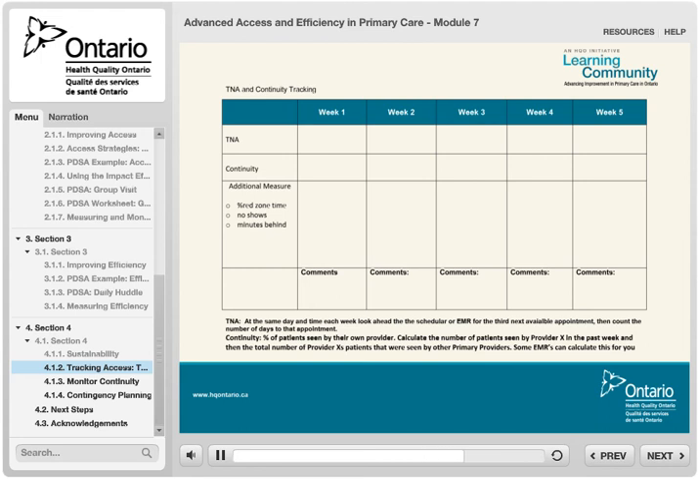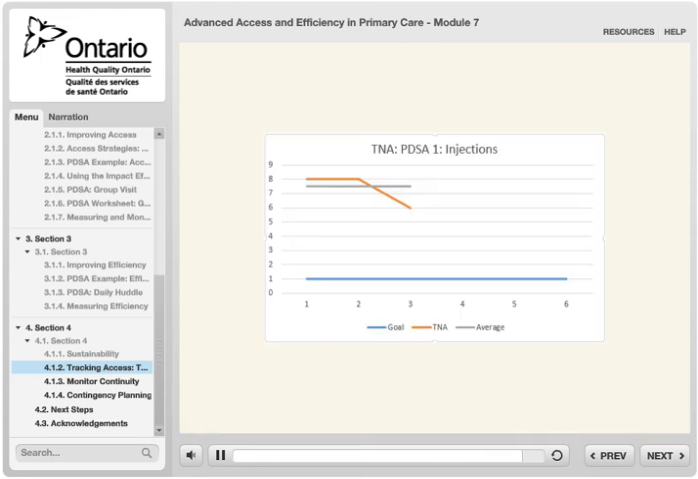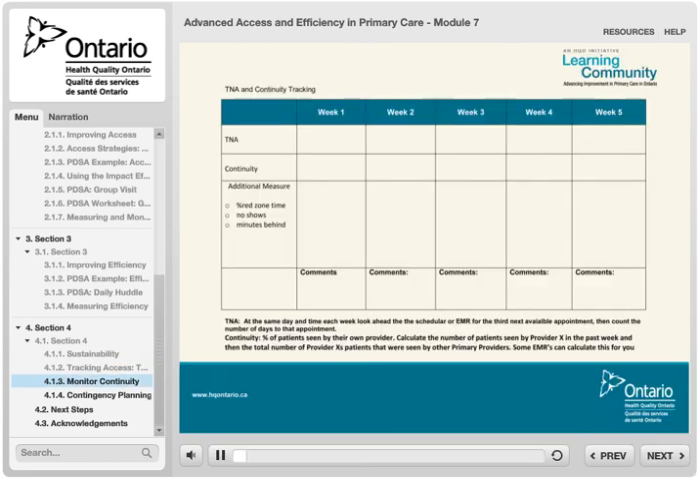Tuesdays are usually a good day to do this. The third next appointment tracking form is included in the PDSA toolkit. You can then place your data into a run chart for easy tracking. This continuity tracking form is included in the PDSA toolkit.